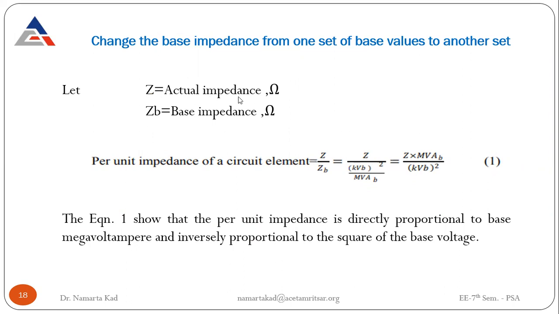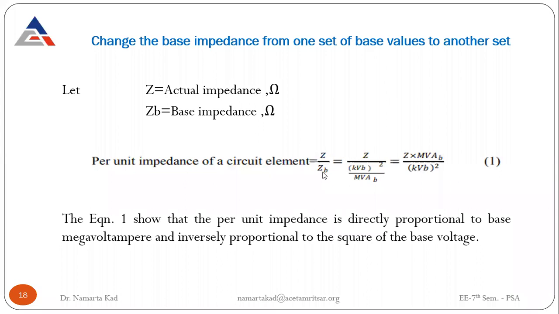Let Z be the actual impedance. We know that the unit for impedance is ohms, and ZB is the base impedance. Then the per unit impedance, as per the definition, is actual divided by base. So the actual is Z divided by the base, that is ZB.